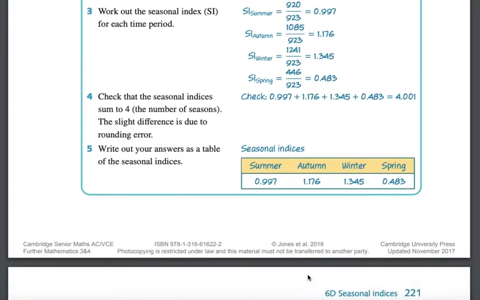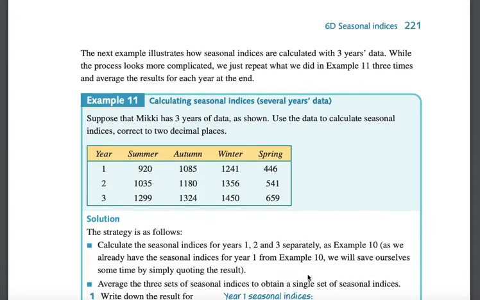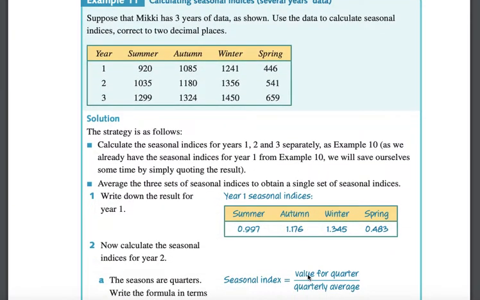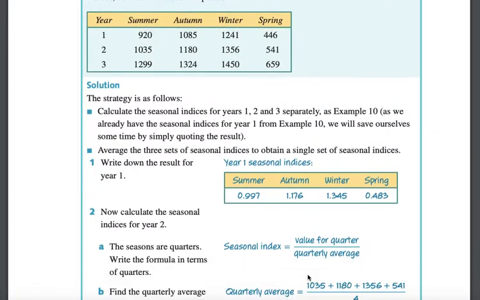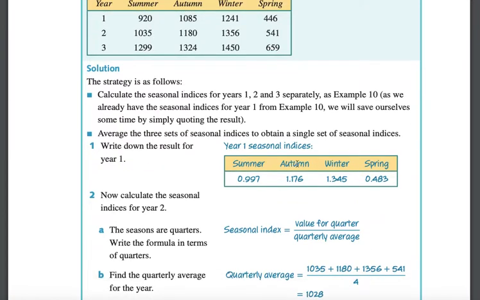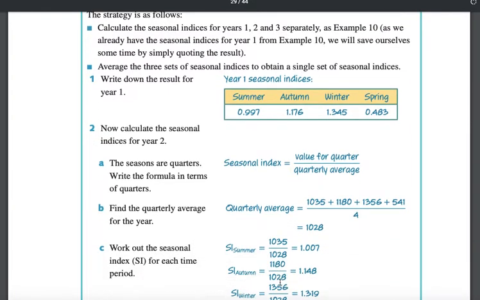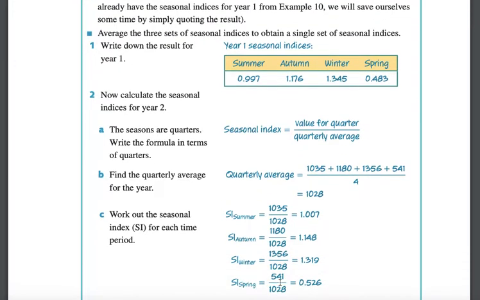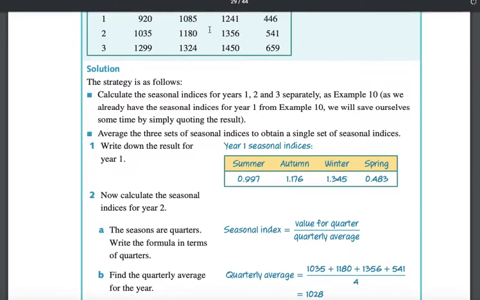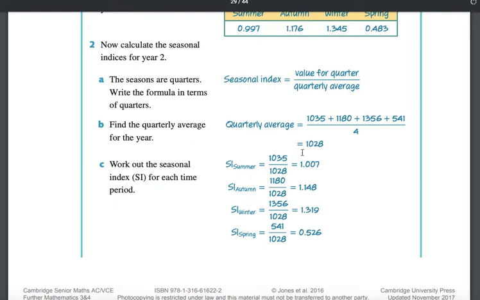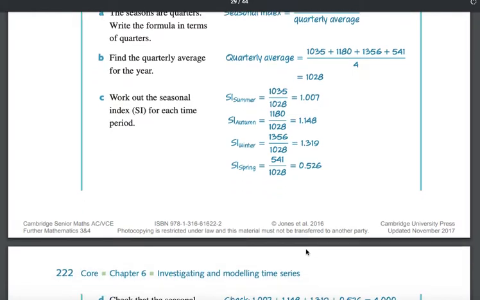That's the answer. Then what happens if we have to use several years worth of data, and I want you to pay attention to this, we do the same thing for each and every single year. That's year 1 from before. So to do year 2, we've got these 4 numbers. You'll notice down here, divide by 4 gives us a quarterly average. And then, like the previous example, we use each of those values from summer, autumn, winter, and spring, and we divide by the quarterly average that we just found. And then we end up with those 4 seasonal indexes for that second year.